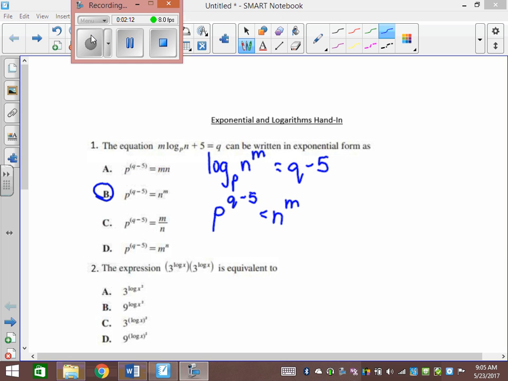How do I get rid of the m? If it was a 2, everyone would say square root it, right? If it was cubed, everyone would say we cube root it. If it's an m, you could m root it. But what the heck is that? That's why I told you guys to remember, if you want to get rid of an exponent, you multiply by its reciprocal. So this would be 1 over m. And then you'd have p to the q minus 5 over m equals n, which is what I was going to get as an answer.